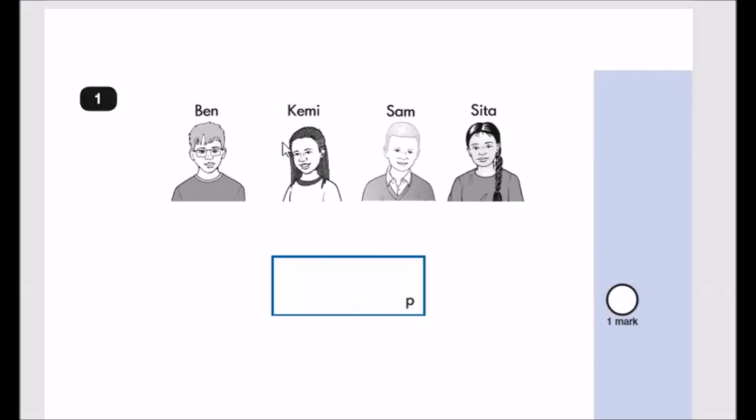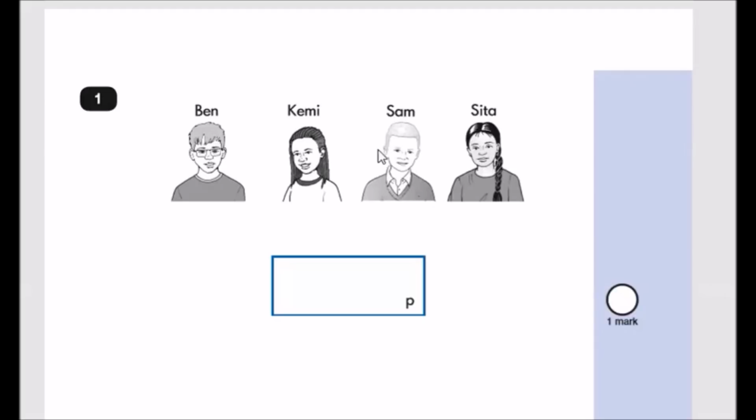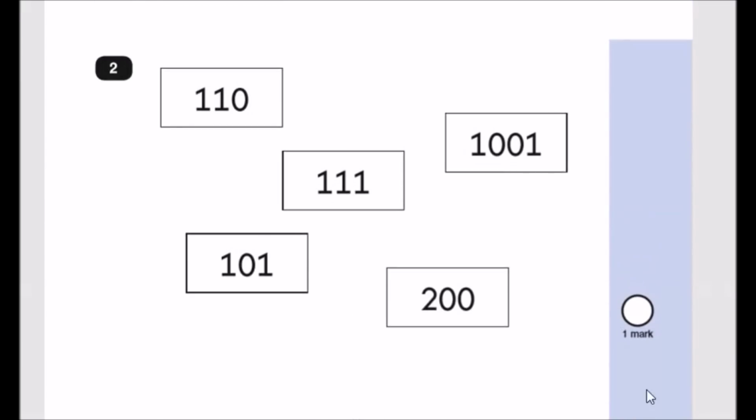So he gives 10 pence to each of his friends. How much do they have all together? Okay, so if each friend has one and there's 4 friends, that means it's going to be a set of 10p plus 10p plus 10p plus 10p. Okay, now adding all these up, you should get 40p. 10, 20, 30, 40. Okay, next question, number 2.